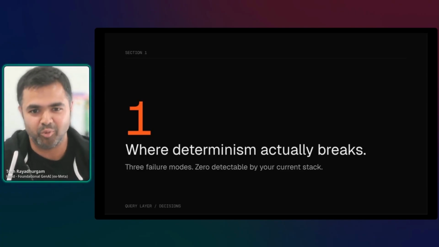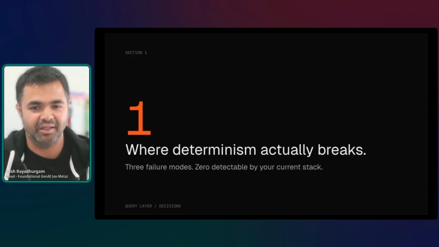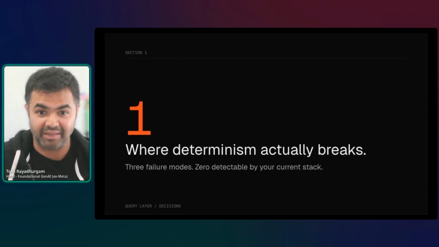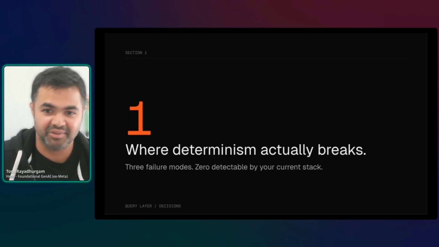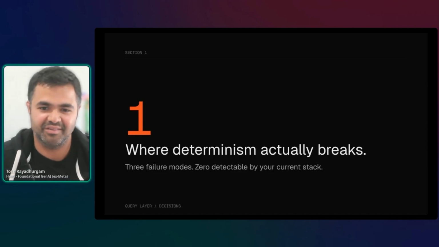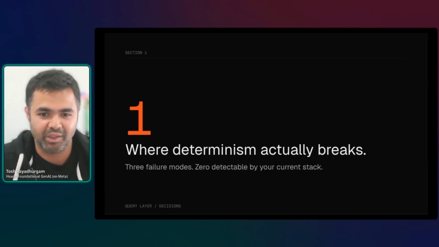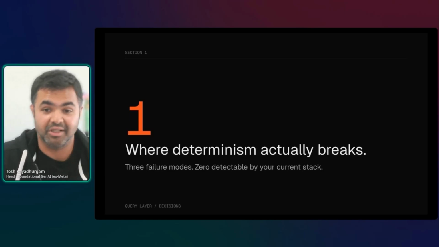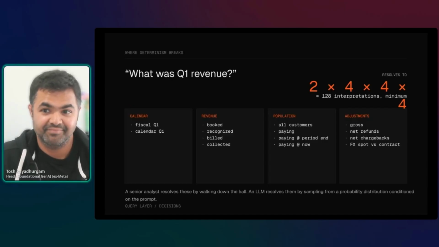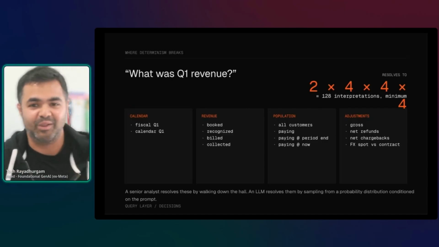The interesting failure mode is the one I want you to take seriously, which is when an LLM writes a plausible SQL that returns subtly different numbers across different runs, right? And this is one where your current stack gives you basically zero signal, right? And yeah, so let's take this question, right?